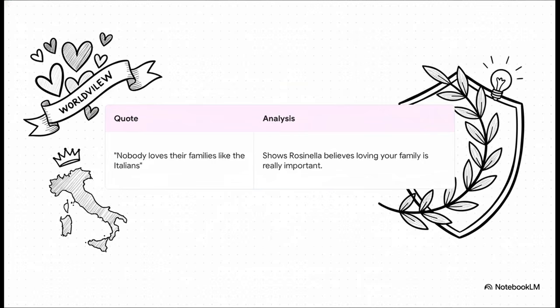All right, let's get into the elsewhere section for our first 2 marks here. We'll use one of Rosanella's most iconic lines. "Nobody loves their families like the Italians." For the analysis, we've got to go deeper. This quote isn't just about her loving her family. It reveals her deep-seated cultural pride, sure. But it's also the source of her prejudice. It's like her entire worldview is built on this one idea, and it explains both her most caring actions and her most controlling ones. It's the lens she uses to judge everyone.